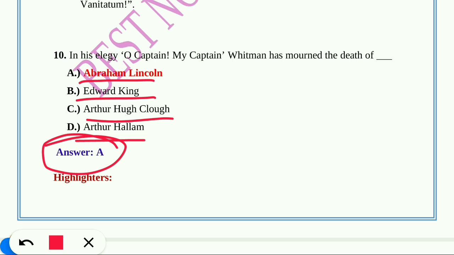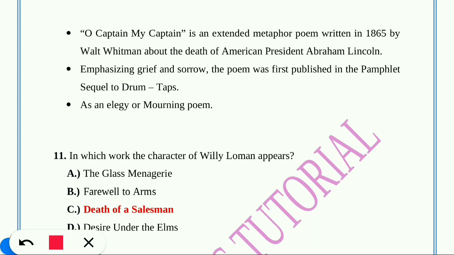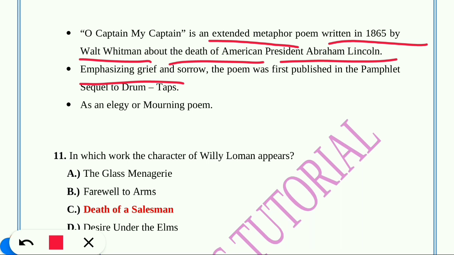O Captain, My Captain is an extended metaphor poem written in 1865 by Walt Whitman about the death of American President Abraham Lincoln. Emphasizing grief and sorrow, the poem was first published in the pamphlet sequel to Drum Taps. It is an elegy, a mourning poem.